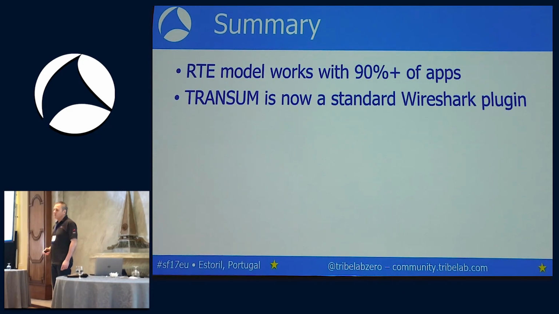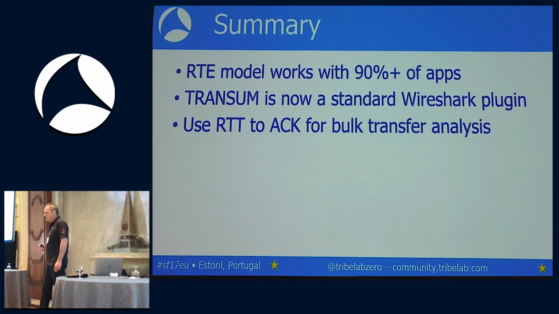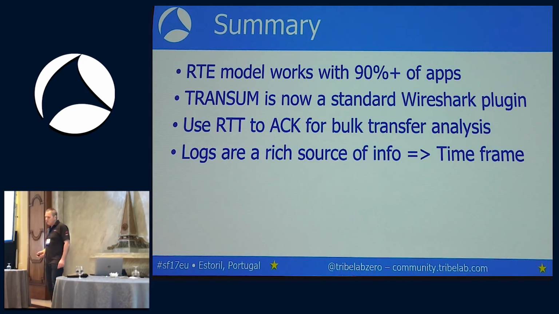Transum is now a part of the standard Wireshark build from 2.4 onwards. You just need to enable it. You can use RTT, round-trip time to ACK, to look at one-way delays. Logs are a great source, particularly of timestamps.